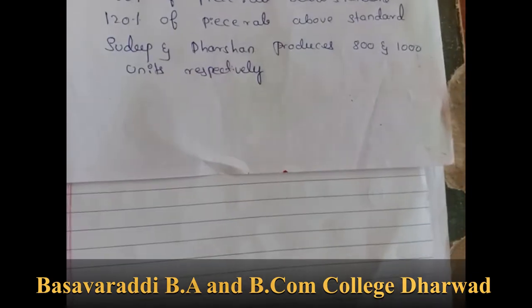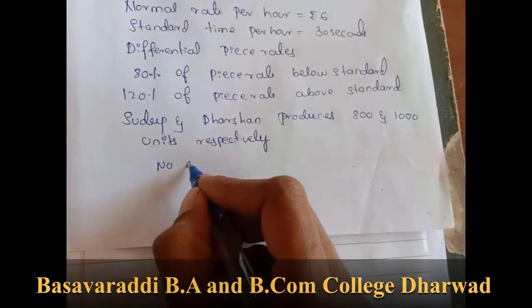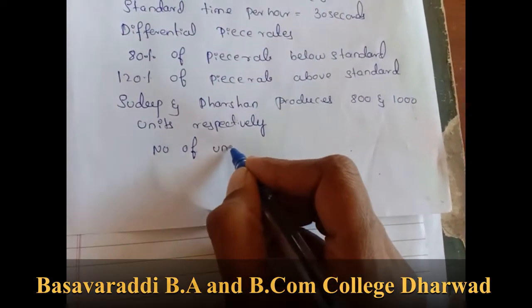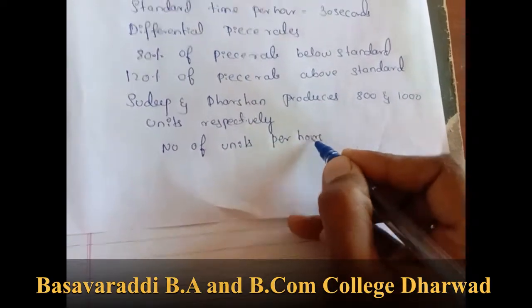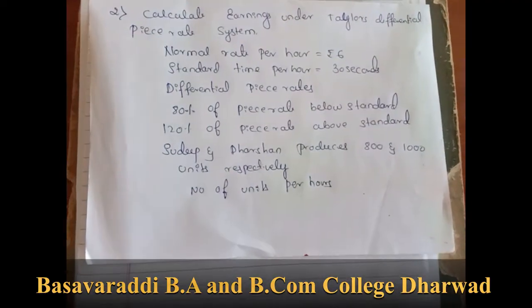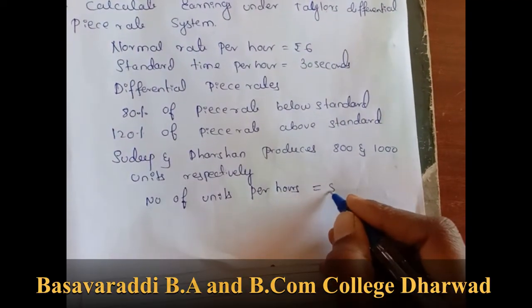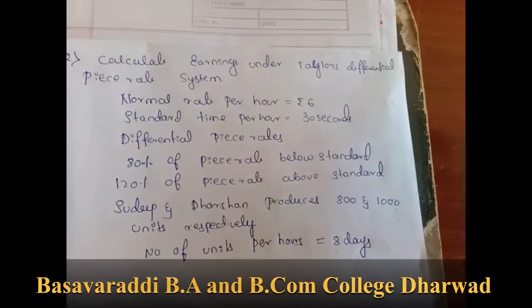The number of units per hour, or daily working hours. Working hours is 8 hours a day. Okay, let us start the problem.